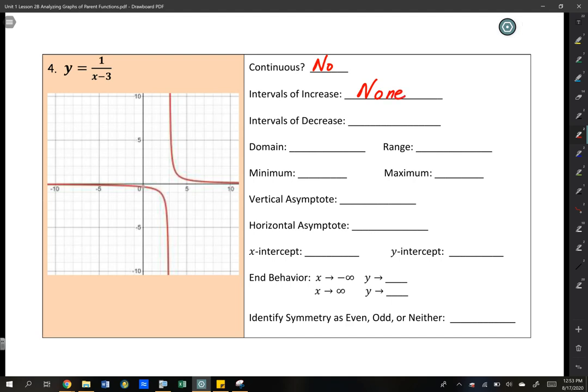Intervals of decrease happen throughout the graph, but you can see that right here, we have a vertical asymptote at x equals 3. So our intervals of decrease are happening up to 3 and then after 3. So from negative infinity to 3, and then we have another interval of decrease from 3 to positive infinity. Our domain is going to be everything but 3, because 3 isn't part of our solution.